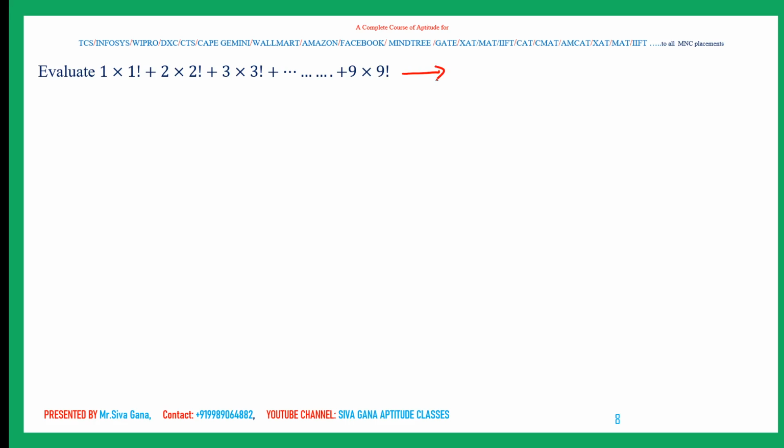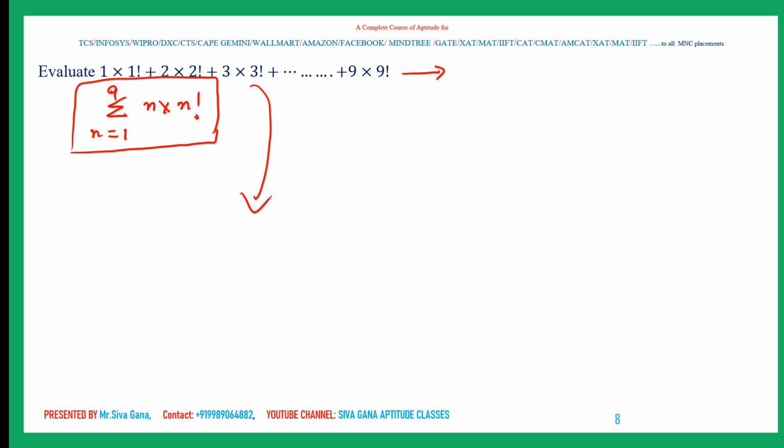What is the simplified form of this one? 1 into 1 factorial, 2 into 2 factorial plus 3 into 3 factorial. This can be written as a sigma, nothing but summation of n into n factorial, right? Here n varies from 1 to n. This is what is given here: summation of n into n factorial for n varies from 1 to 9. Now for this, what is the simplified result?